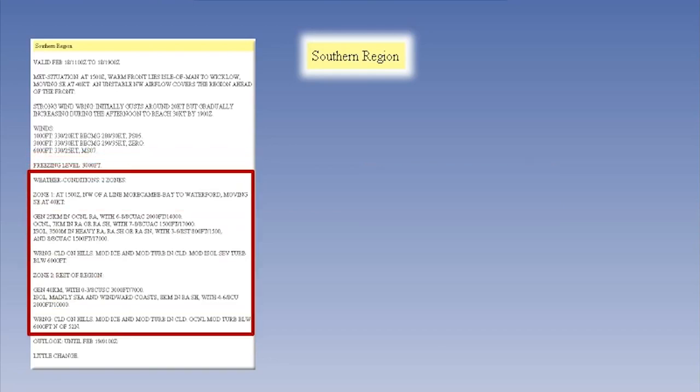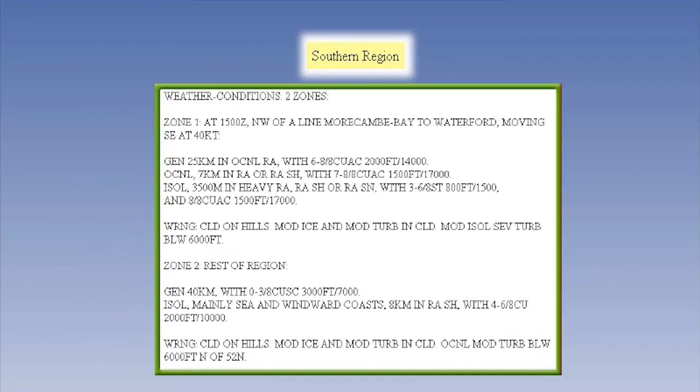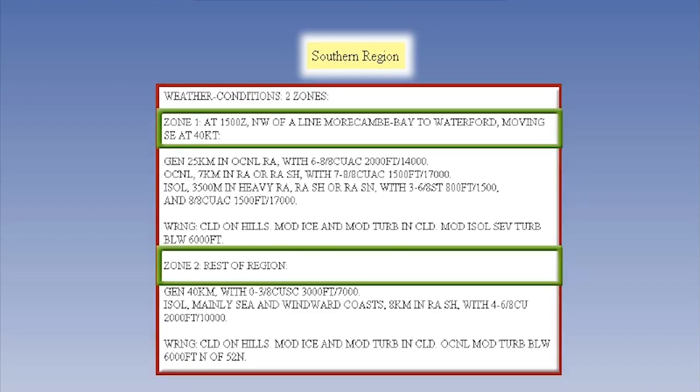The main section of text, which appears immediately below the freezing level, is a description of the weather conditions forecast for the AIRMET region. This region is often broken up into distinct zones, with different weather assigned to each zone area. In our example, we have 2 zones. The boundaries of these zones are highlighted by way of explanatory text. If these boundaries change with time, then movement is described accordingly.